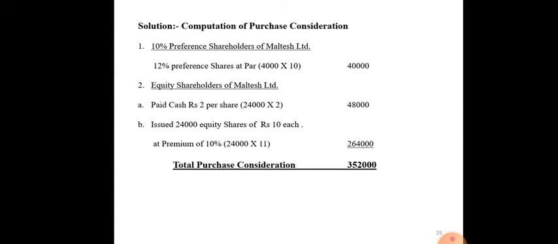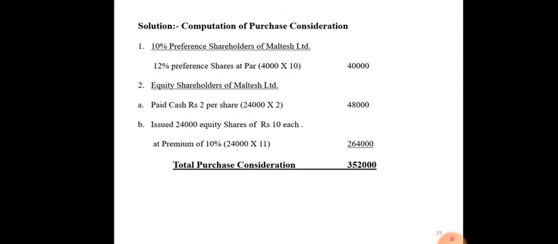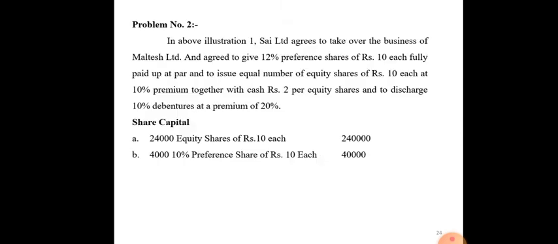So 12% preference shares at par. At par means whatever the amount is there for these preference shares. See here, 4,000 10% preference shares of rupees 10 each. So 10 is the par value, and as it is we have to take the 10. So 4,000 into 10 is 40,000, as it is we have to take. Okay, so now this 12% preference shares of rupees 10 each, fully paid at par, is finished.